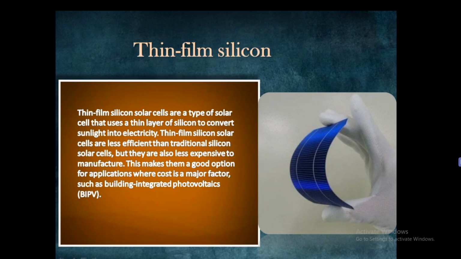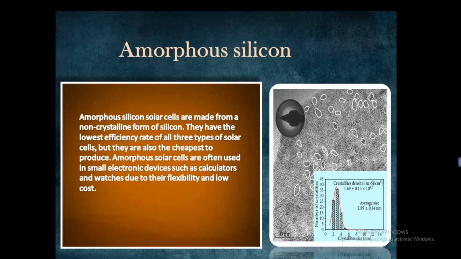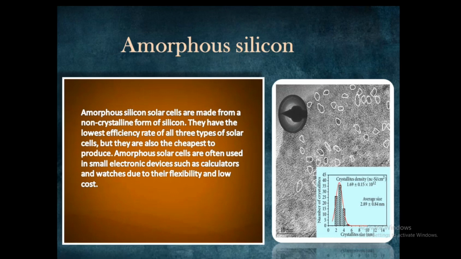Now let us see another type of silicon solar cell, that is the amorphous silicon solar cell. These are made from a non-crystalline form of silicon. We can see that silicon has two forms, non-crystalline and crystalline. Amorphous silicon solar cells are manufactured from non-crystalline silicon. They have the lowest efficiency rate of all three types of solar cells.